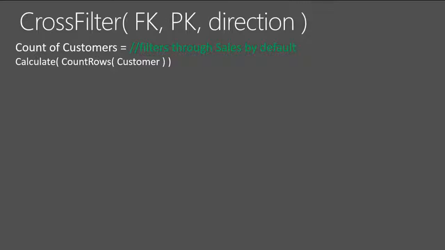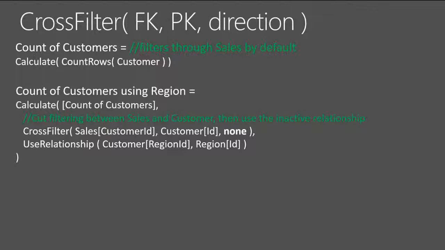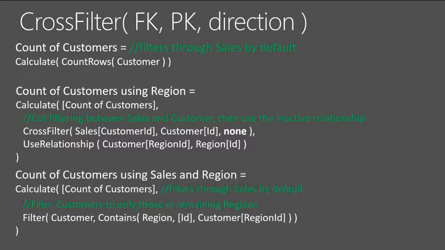Well, the first one is simple. That's the count of customers, where I just do a count rows of customers. But now I want the count of the customers using a region. I can do CALCULATE count of rows. I'm going to say stop the cross-filtering for the other table, sales customer ID and customer ID, so that one. I want to stop you doing bidirectional cross-filtering, so set it to none. And then we do a USERELATIONSHIP. So we use the other relationship, the one that was inactive. This is how you can get the count of customers using the region. So this was using the top part that we disabled.